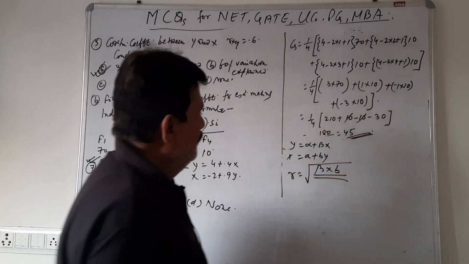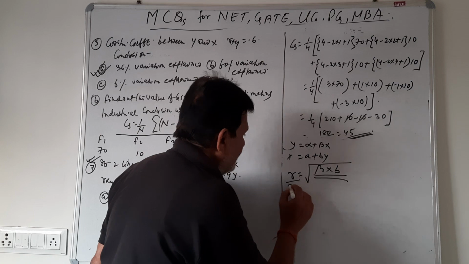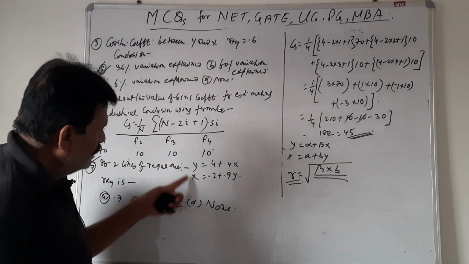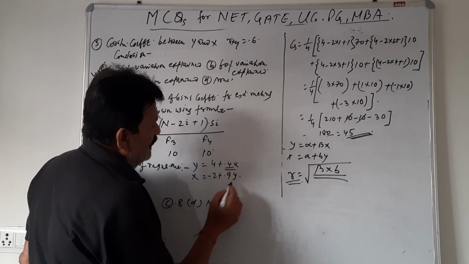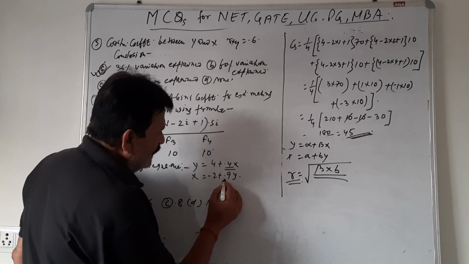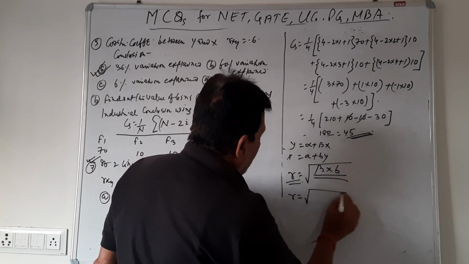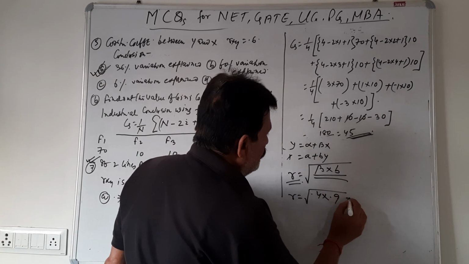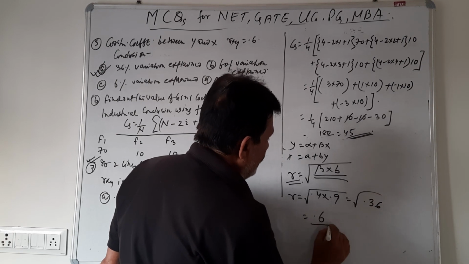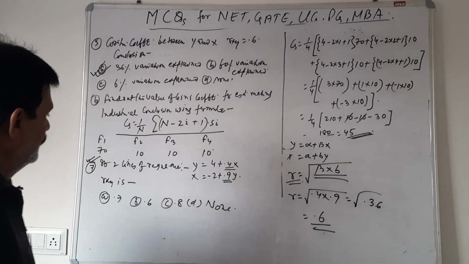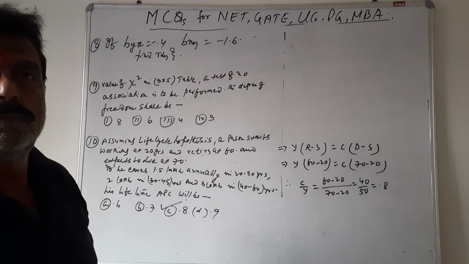The geometric mean of the two regression coefficients happens to be the correlation coefficient. In these two regression equations, one regression coefficient is 0.4 and the other is 0.9. So r would be the square root of 0.4 into 0.9, that is 0.36, and so the r value would be 0.6. So this will be the answer. This is how it is calculated.